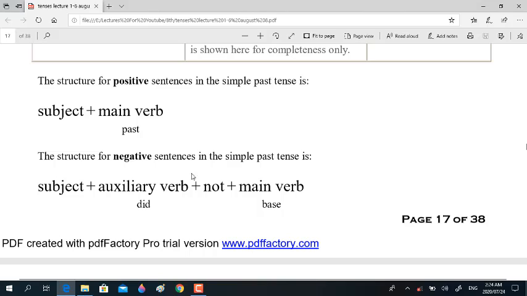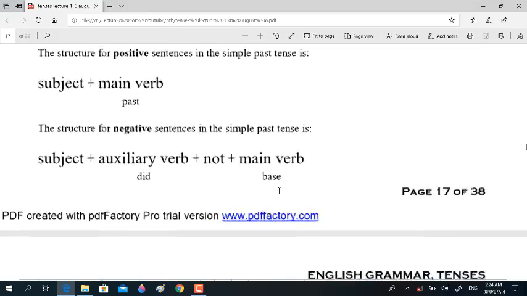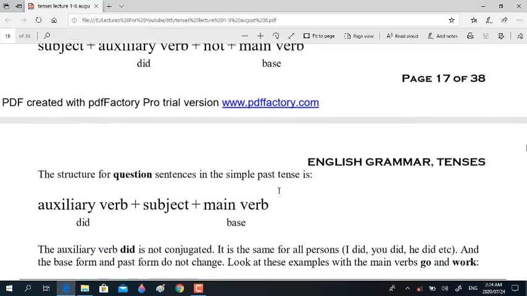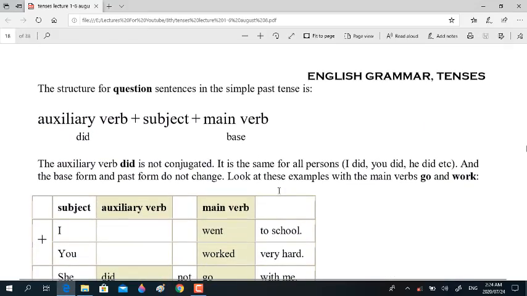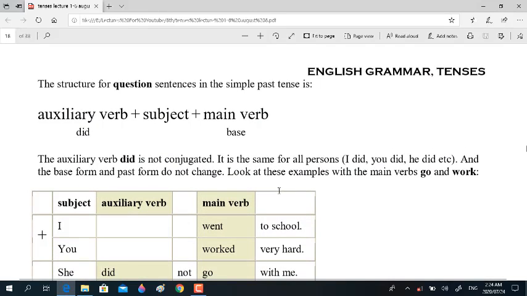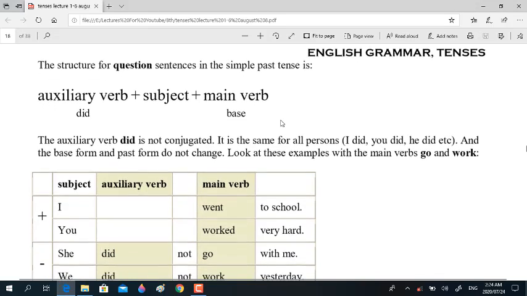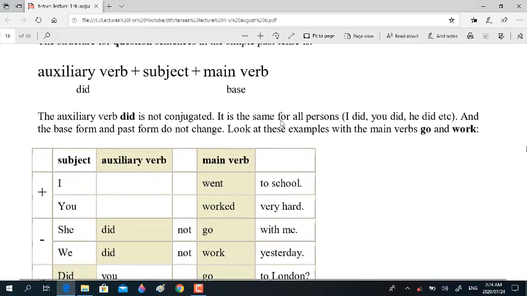The structure for negative sentences in the simple past tense is subject plus auxiliary verb plus not, then main verb, that is base form, first form, right? The structure for question sentences in the simple past tense is to move the auxiliary before the subject, and you can make the negative interrogative structure. The auxiliary verb did is not conjugated. It is the same for all persons.